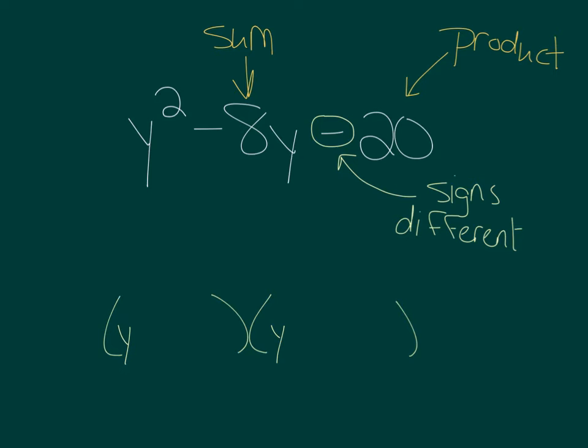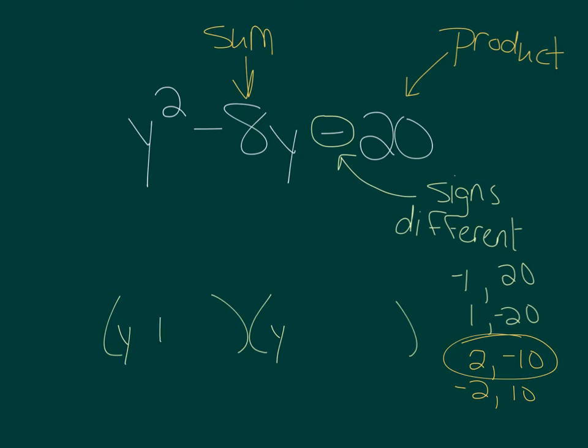a negative 20? Well, I think of my factors of 20. I could have 1 and 20. The 1 could be negative. I could have 1 and 20. The 20 could be negative. If I combine those, do I get negative 8? No. So I could have 2 and negative 10. I could have negative 2 and positive 10. That would give me negative 20, and those two, when I add, would give me negative 8. These two. So when I come over here, I'm going to have y plus 2 and y minus 10.